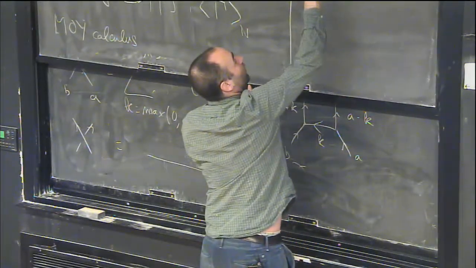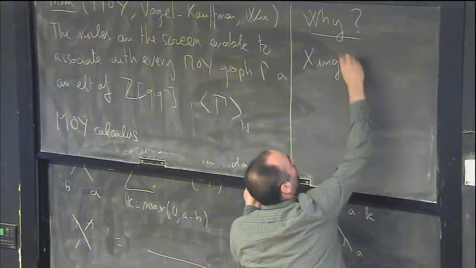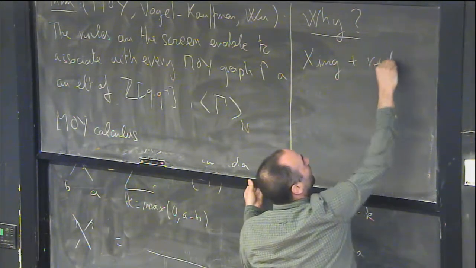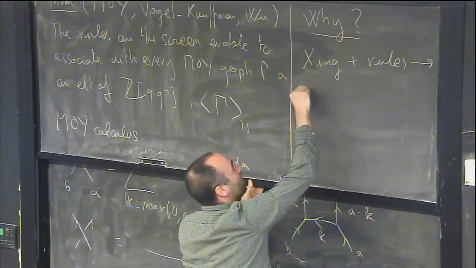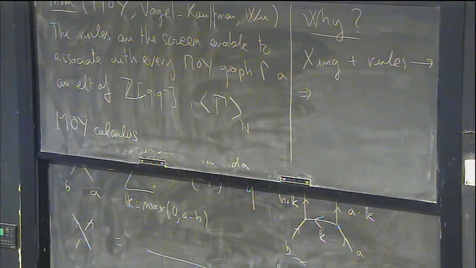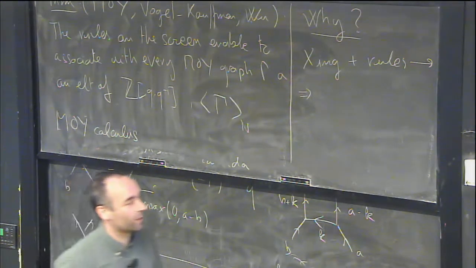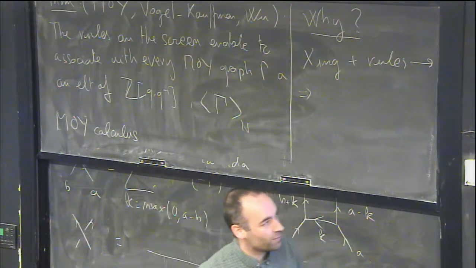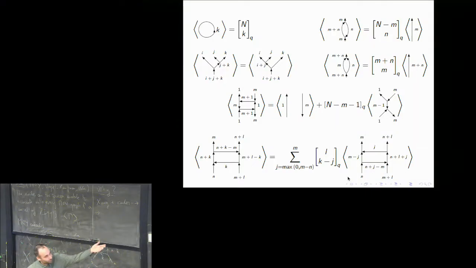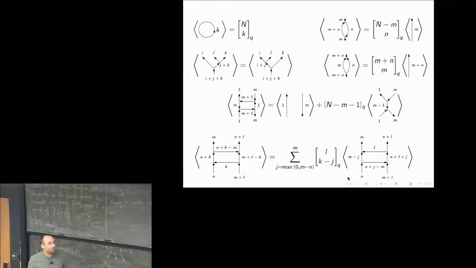So crossing rules plus rules on the screen. This enables you to associate with every colored oriented link diagram, so by colored, I mean labeled oriented knot diagram, labeled by powers, by some integers, you will be able to define a Laurent polynomial in Q associated with every such link diagram, and it turns out to be a link invariant.